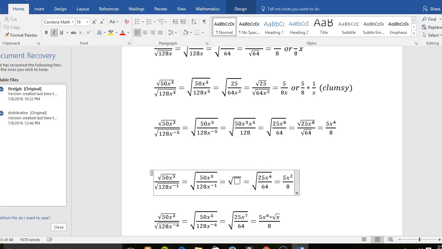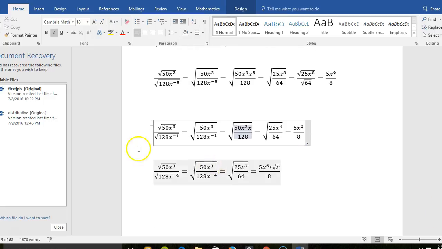And so it's going to be 50x cubed and just understood x over 128. So there's that. But then the x cubed times x, you add the 3 and the understood 1 and you get 4, okay? And the 50 over 128 reduce again to 25 over 64, and that's 5x squared over 8. And again, x is always understood to be positive.